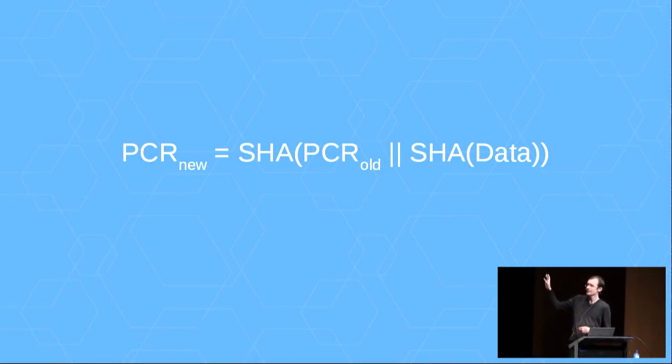So you take your data, and on the CPU, you calculate the SHA-1 of this data. You then pass that to the TPM. The TPM then takes the existing contents of the PCR, which are 20 bytes long, appends the SHA you just passed it to that, and then rehashes that down to 20 bytes again.